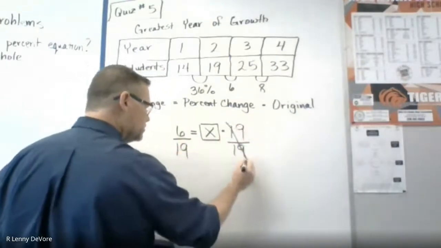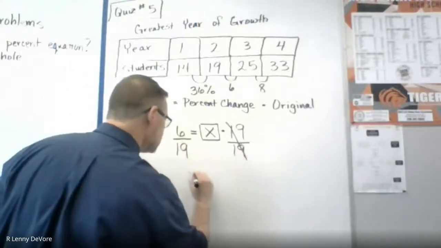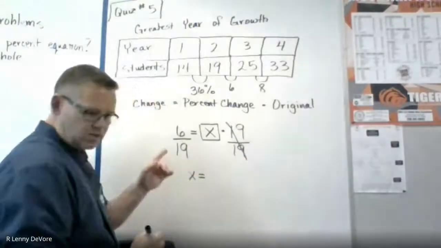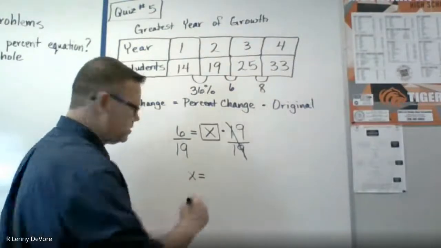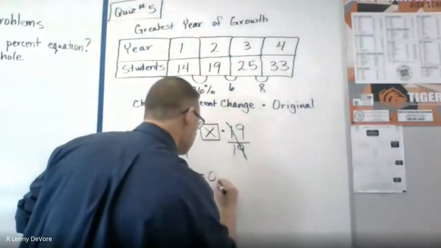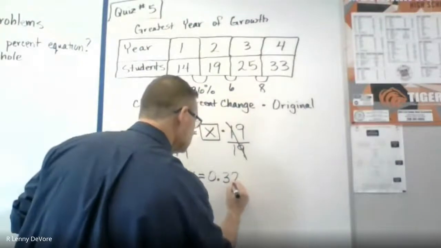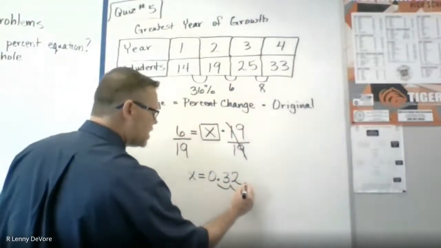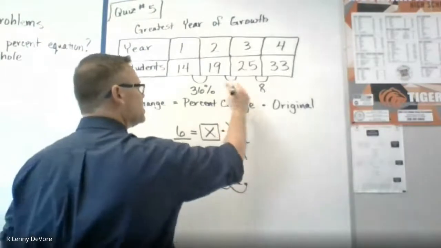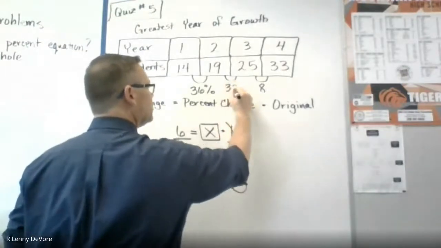This is gone. Then x, if we divide 6 by 19, we get 0.32. In other words, 32%. So this ends up being 32%.